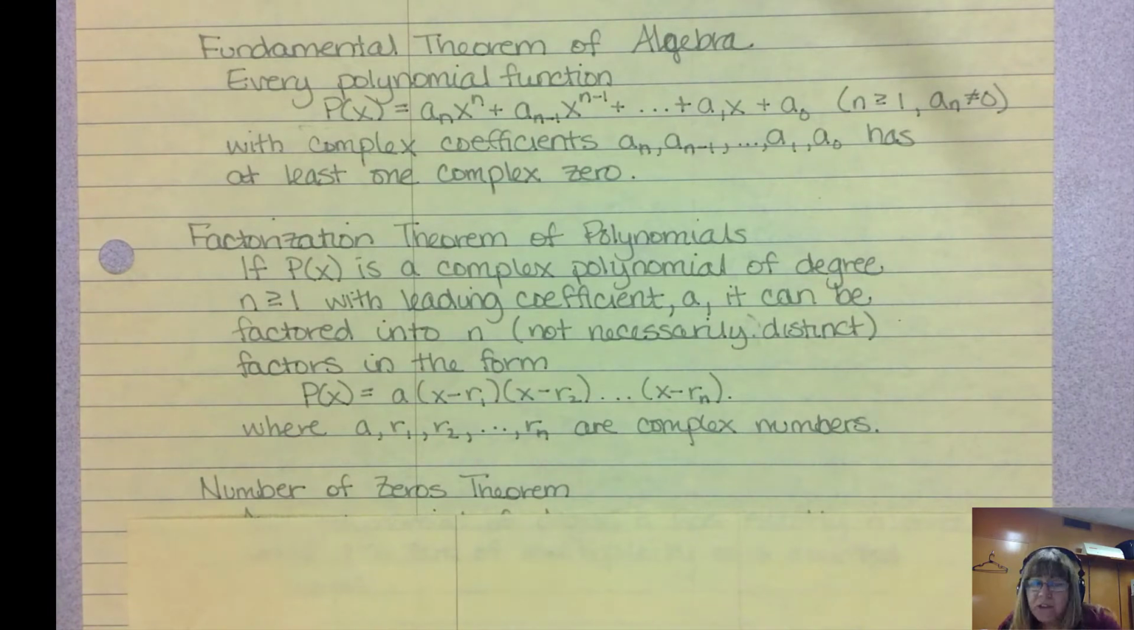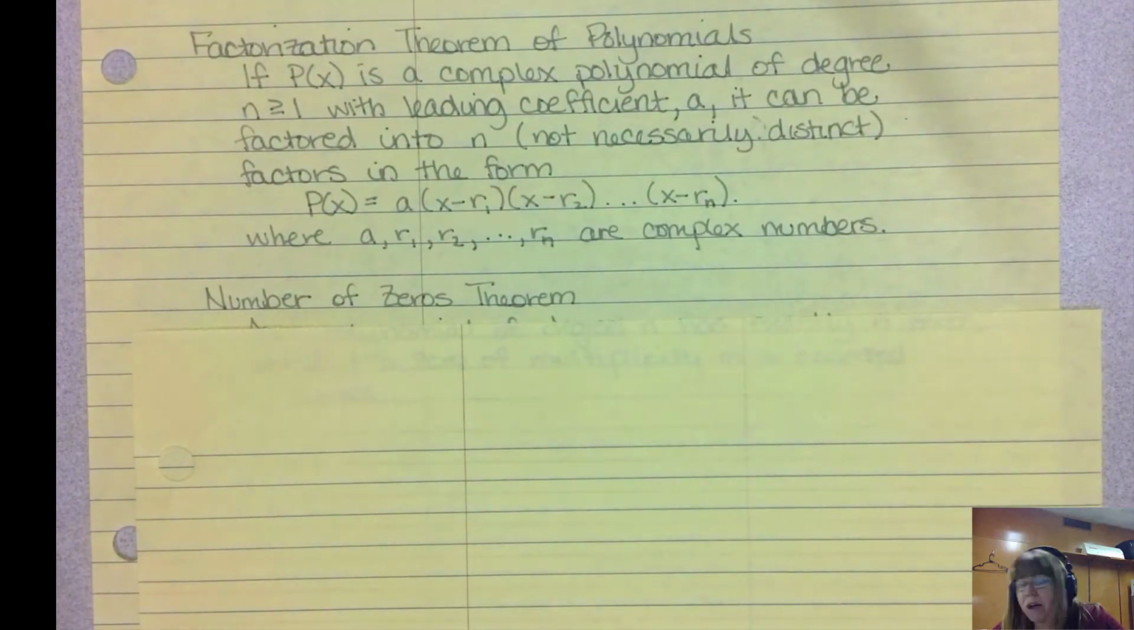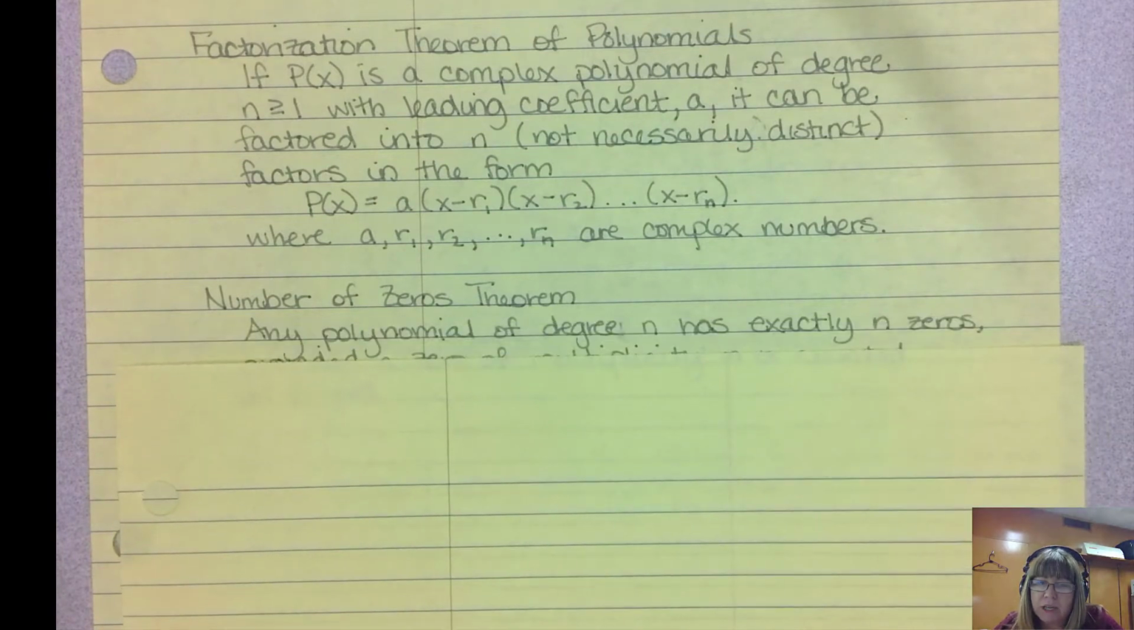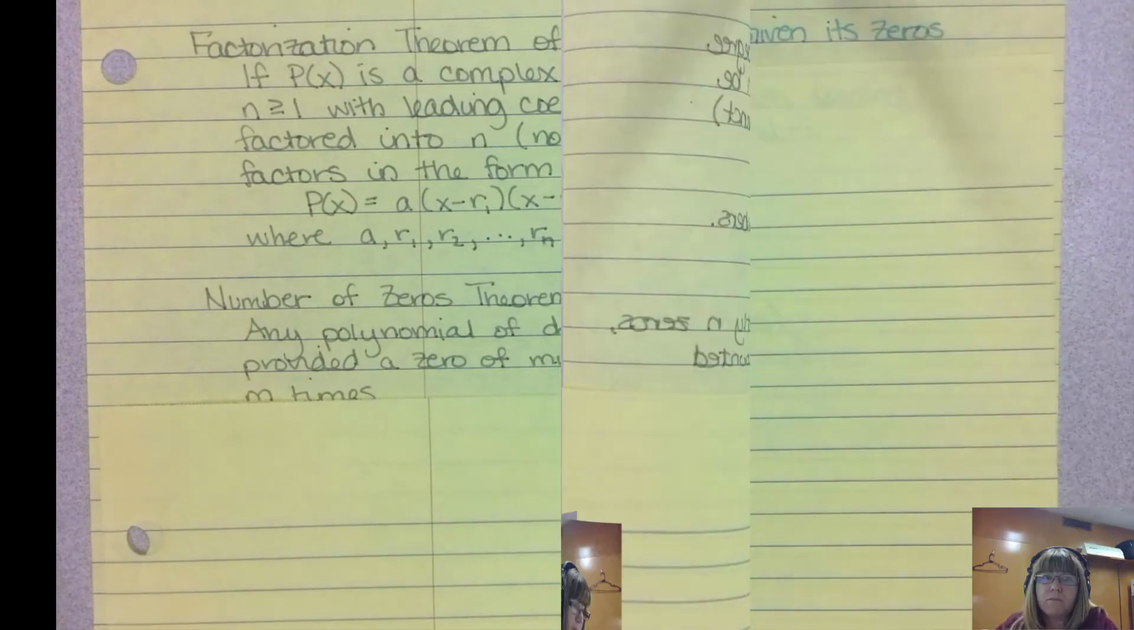We have another theorem. Remember, all of these theorems are going to help us solve problems faster than if we didn't have these theorems to fall back on. So our number of zeros theorem says any polynomial of degree n has exactly n zeros, provided a zero of multiplicity m is counted m times. For example, if our polynomial has 2 plus i as a zero with multiplicity 2, we need to count that twice, and it has exactly n zeros.